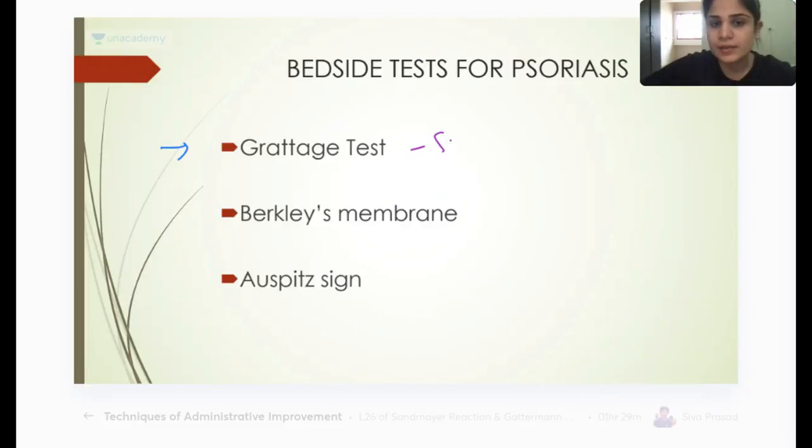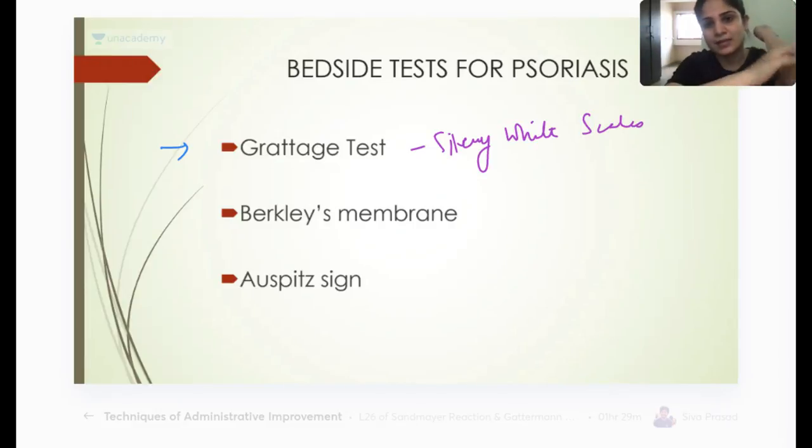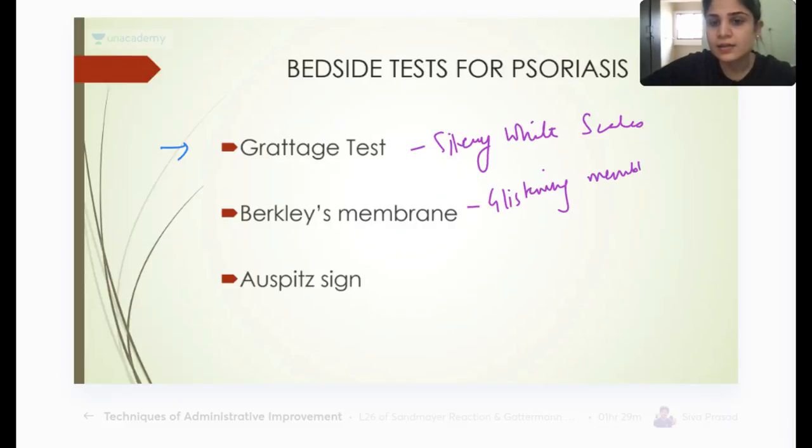Yes, so I will see presence of silvery white scales, correct? So the scales will start appearing. So that is called my grattage test. I am going to scrape against the lesion. Next, I keep scraping, and then at a level I see a glistening membrane. So what is that glistening membrane called? That is called Berkeley's membrane. Okay, and once I scrape against that glistening membrane also, and I see pinpoint bleeding over there, then that is called my Auspitz sign.